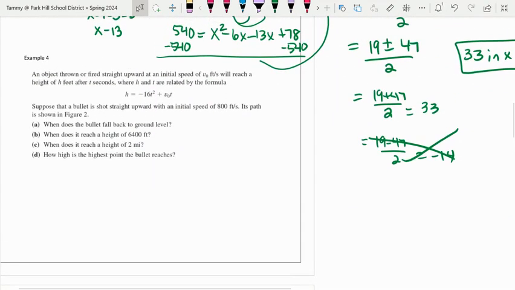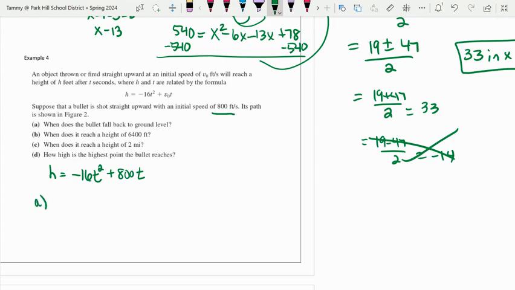An object is thrown or fired straight upward from an initial speed of v sub 0 feet per second and reaches a height after t seconds, where h and t are related by that equation. Suppose a bullet is shot straight upward with an initial speed of 800 feet per second. You can see a bullet going up in the air. When does it fall back to the ground? So my equation now would be h equals negative 16t squared plus 800t, because my velocity is 800.